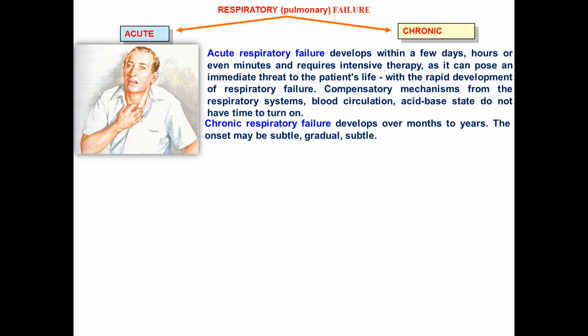Compensatory mechanisms from the respiratory system, blood circulation, and acid-base state do not have time to turn on. And chronic respiratory failure, for example in COPD or sarcoidosis, TB, develops over months to years. The onset may be subtle and gradual.